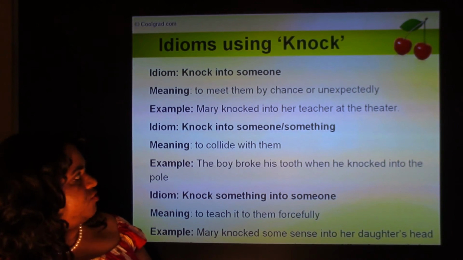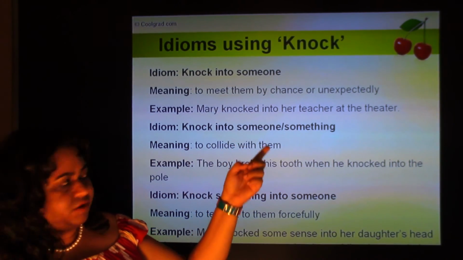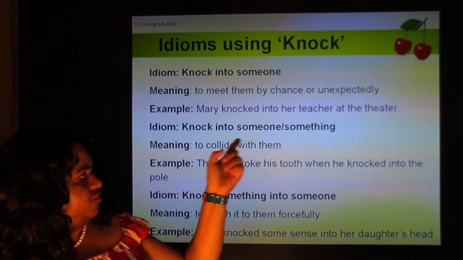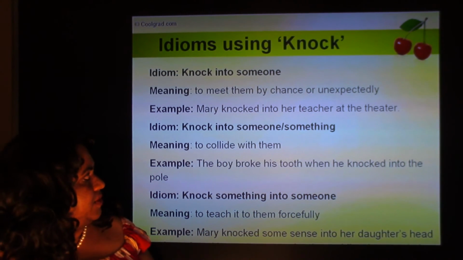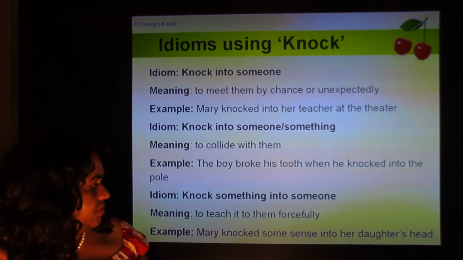Knock into someone means to meet them by chance or unexpectedly. Mary knocked into her teacher at the theater. Knocks into someone or something means to collide with them. The boy broke his tooth when he knocked into the pole.